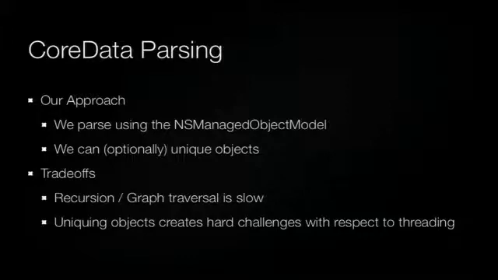We also optionally unique objects. I hit on that one a lot, but the real story there is that it's very complex to ensure that every object in your CoreData store is unique. That complexity is multiplied by threading, right? Trying to unique objects across different threads, which may be parsing the same object, when those objects may not already be in the store, is very challenging. And how you tackle that problem, I don't think anyone has solved yet.